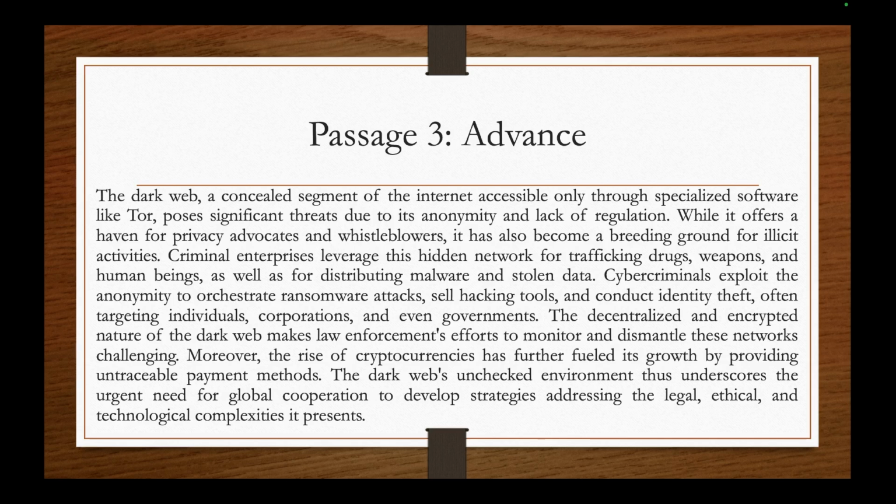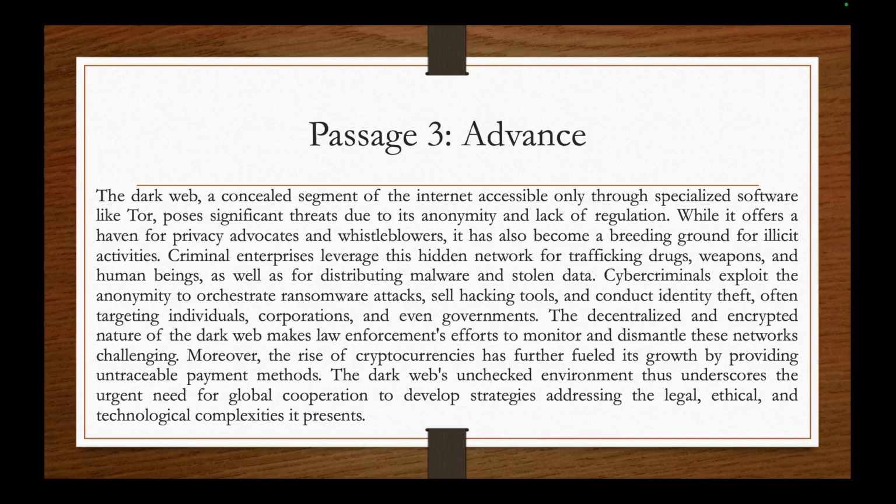The dark web, a concealed segment of the internet accessible only through specialized software like Tor, poses significant threats due to its anonymity and lack of regulation. While it offers a haven for privacy advocates and whistleblowers, it has also become a breeding ground for illicit activities. Criminal enterprises leverage this hidden network for trafficking drugs, weapons, and human beings, as well as for distributing malware and stolen data. Cyber criminals exploit the anonymity to orchestrate ransomware attacks, sell hacking tools, and conduct identity theft, often targeting individuals, corporations, and even governments.